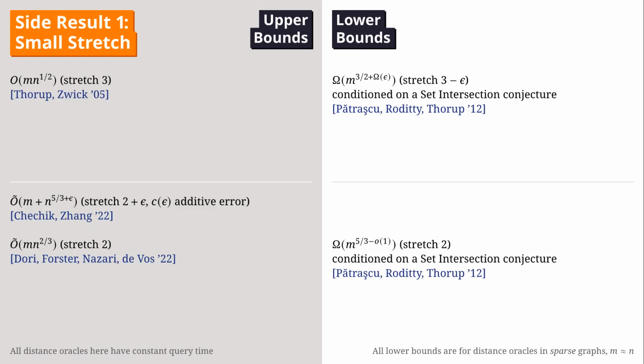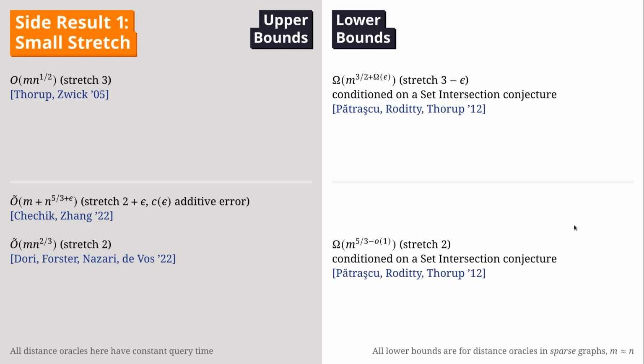So under some conjecture about the space complexity of set intersection, they prove that stretch 3 minus epsilon requires time m to the 3 over 2 plus, well, some function of epsilon. By the way, this lower bound only holds for sparse graphs, so you might think of a regime where m is equal to n. And this proves that the algorithm from the left is optimal in the following sense. If you insist on improving the stretch from 3 to 3 minus epsilon, you have to spend more running time, more pre-processing time. Similarly, the stretch 2 is optimal in the sense that it requires time m to the 4 over 3 in sparse graphs.